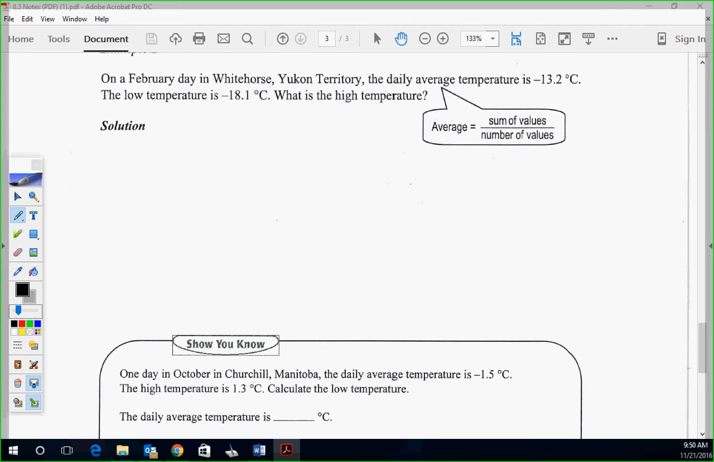So we're going to go low plus high divided by 2 to average it should equal the average. Okay, the information that we know is the average and the low. The low is negative 18.1. We don't know the high, and we know the average is negative 13.2. So how would you solve that one? This one we don't really need to cross multiply, right? So what we got to understand is this. And stay with me. You guys are doing good.